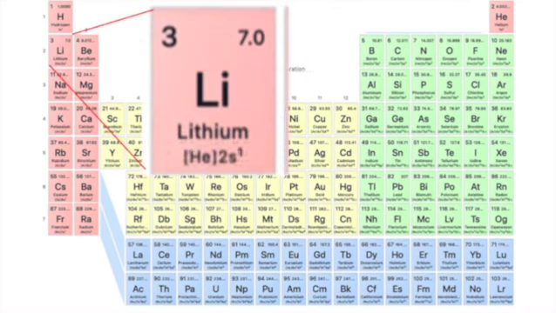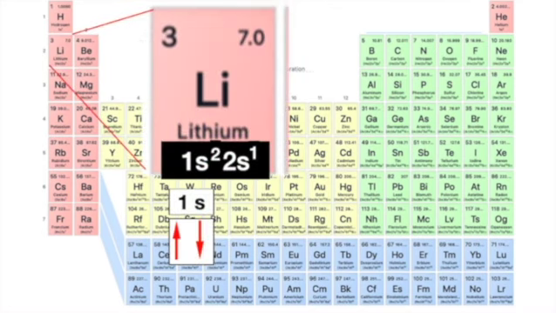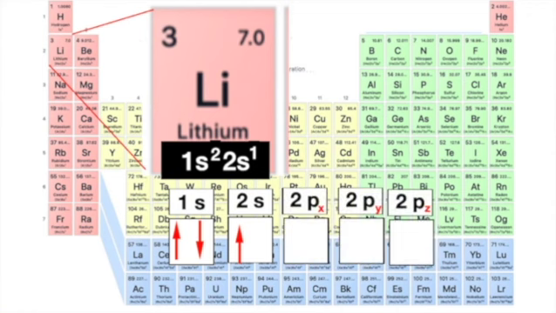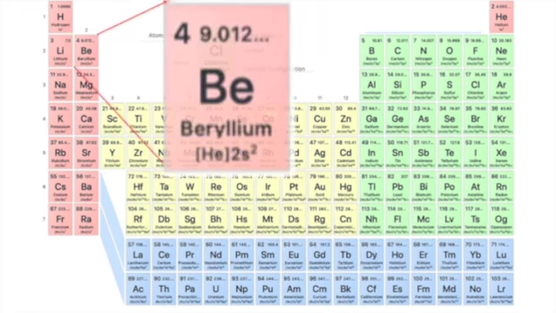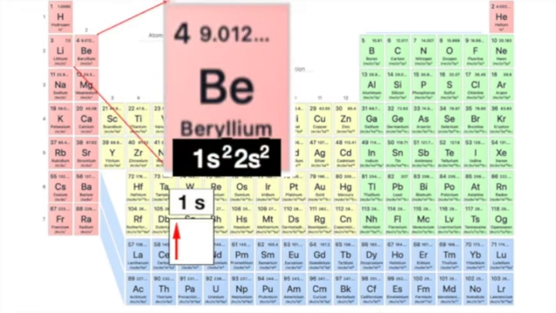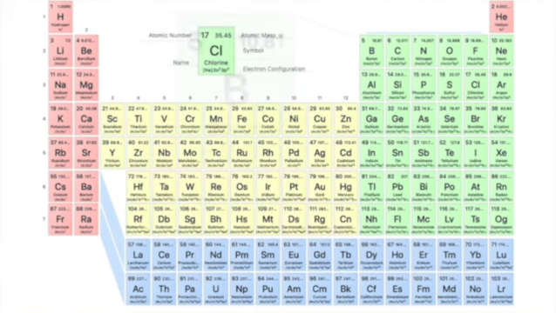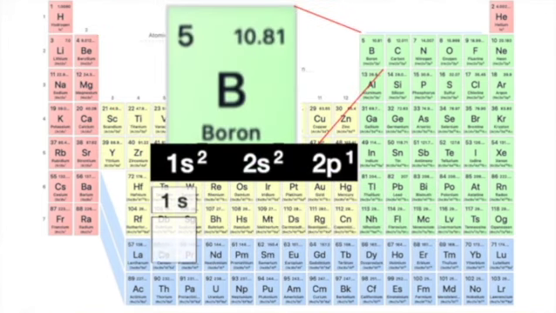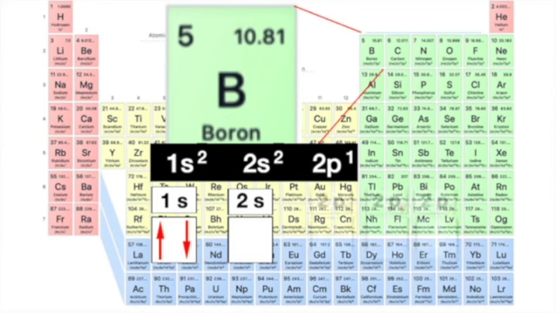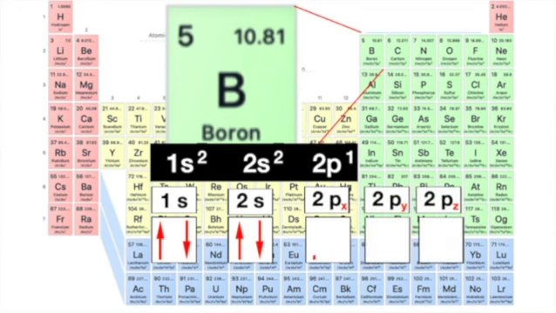Lithium has 2 electrons in the 1s orbital, and 1 electron in the 2s orbital, with the 3p orbitals empty. In beryllium, the 1s and the 2s orbitals are filled, while the 3p orbitals are empty. In boron, after 1s and 2s orbitals are filled, then the first p orbital is filled.